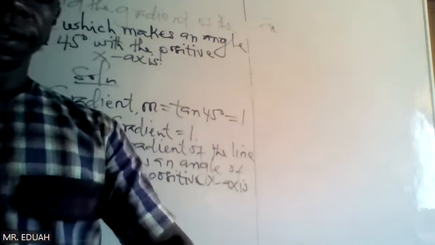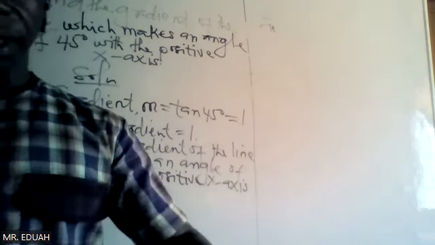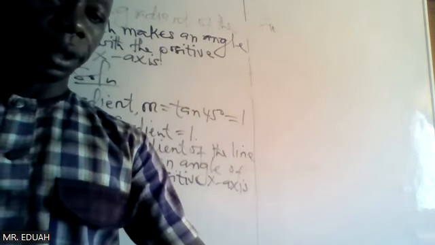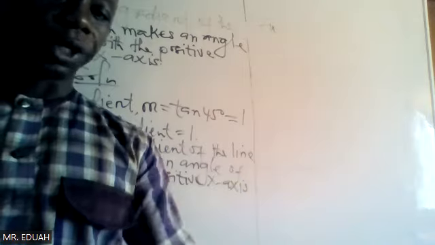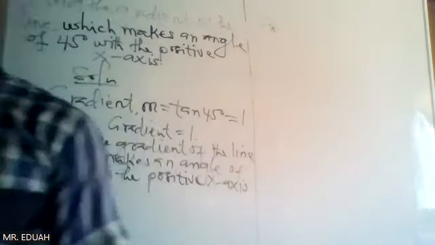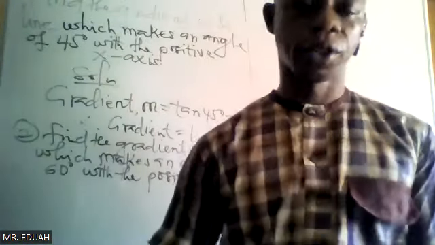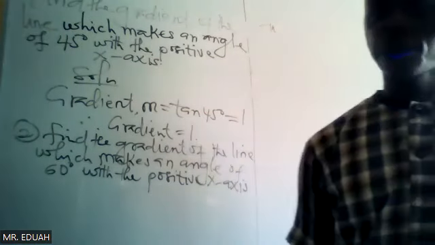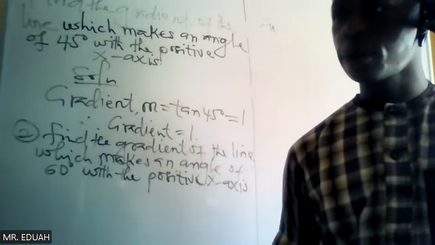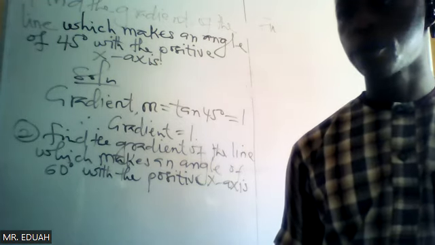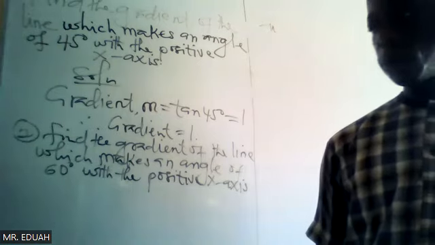Sir. Sir. Yes. Hello, talk. Sir. Hello. What's the answer? Sir, please, I got the answer to be the square root of 3, which is 1.732.